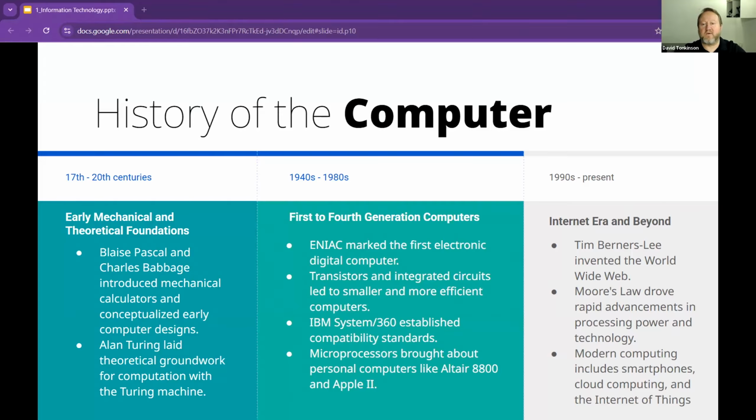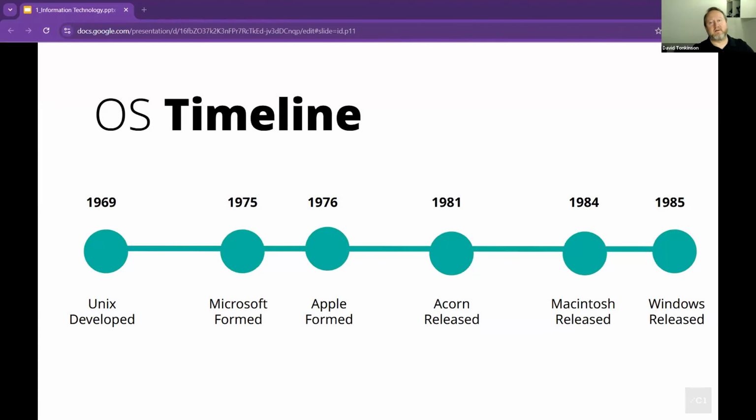Again, feel free to ask any questions as we go along. So that's kind of the hardware end of things. Let's talk about the operating system timeline.